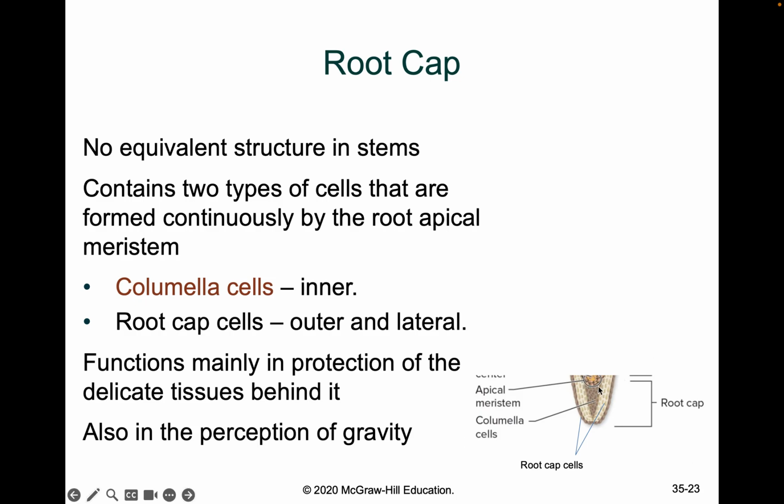One thing that columella cells are very important for is the sensation or perception of gravity. If you remove these cells using a laser, the plant no longer has any gravity orientation and can actually droop. So these columella cells are extremely important for that.